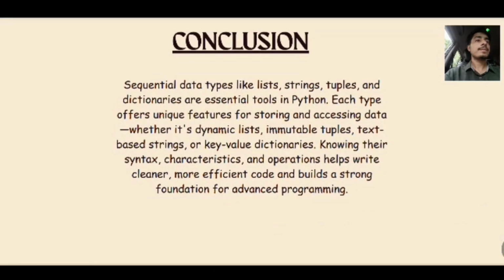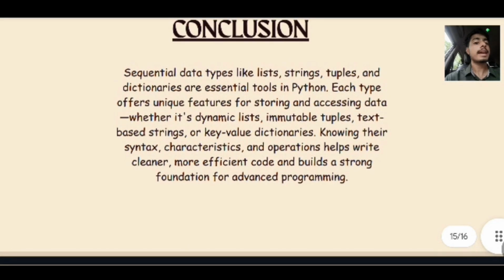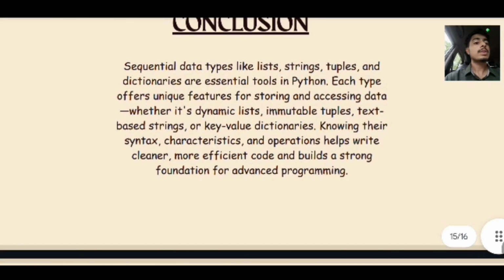So in conclusion, sequential data types like list, strings, tuples and dictionaries are essential in Python. Each type offers unique features for storing and accessing data, whether it's dynamic lists, immutable tuples, text-based strings or key value dictionaries. So knowing their syntax, characteristics and operations helps write cleaner and more efficient code and builds a strong foundation for advanced programming.